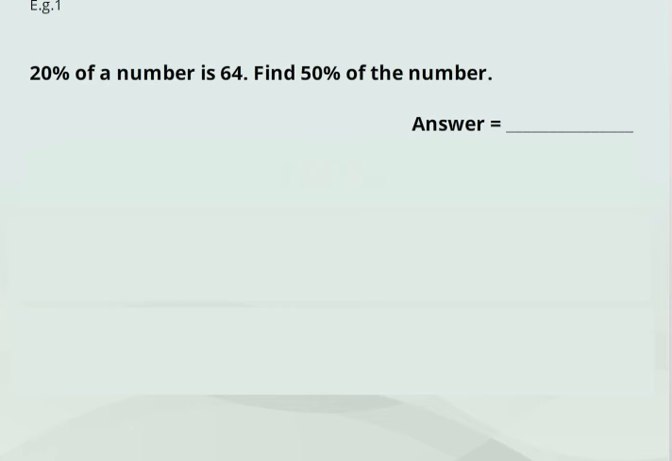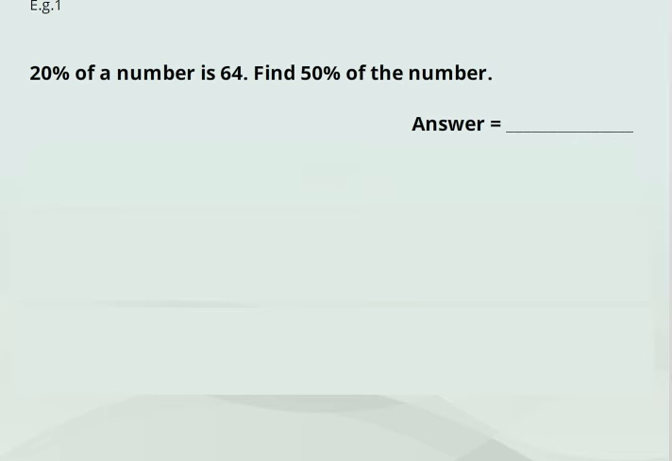Okay, in this example, they're telling you that 20% of a number is 64. And we have to find 50% of that number. Now what we know is that there's an unknown number, call it x, 20% of it is 64. But how are we going to find 50% of the number if we don't know what the number is?